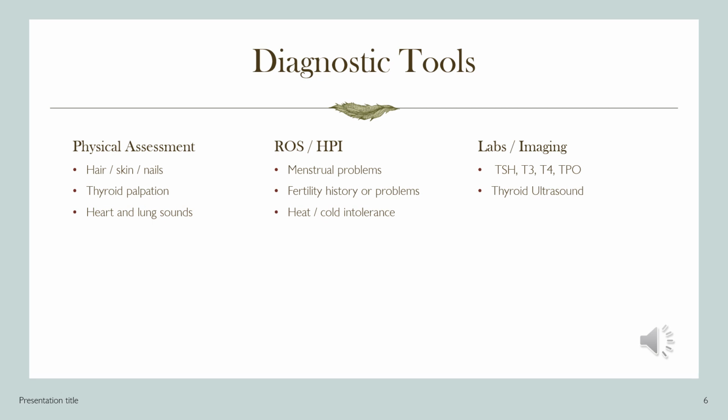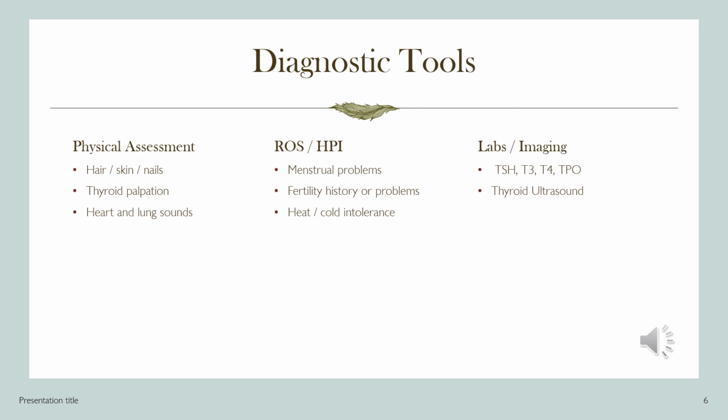We do want to do a good physical assessment, and that's looking at hair, skin, nails, thyroid palpation, heart and lung sounds, because with hyperthyroidism, that's when you can get some of that irregular heartbeat. Then review of systems and HPI with the patient. Of course, I talk a lot about fertility and menstrual problems because I'm in women's health, so I feel like that's a big one that we assess. But asking them what they're noticing at home, when they're not in the office, and if they're complaining of any of those skin changes or heat or cold intolerances.